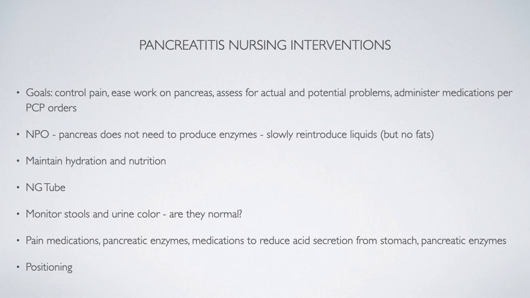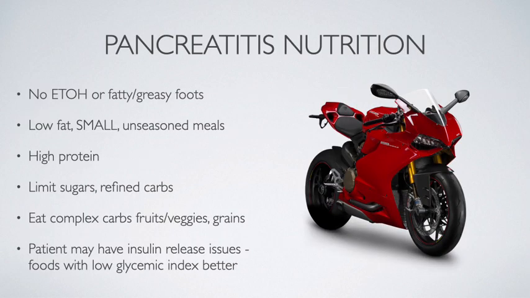And then in severe cases, you might give them actual Creon or pancreatin, which will break down the fats, carbs, and proteins in the absence of the normal pancreatic enzymes. You want to mix these with acidic foods, not alkaline foods, applesauce, not milk. Oh, patient positioning. You want to have them sitting up or leaning forward most of the time because laying flat makes it worse for them.